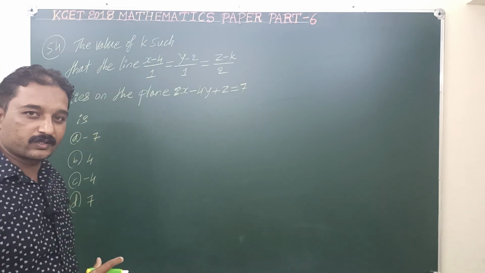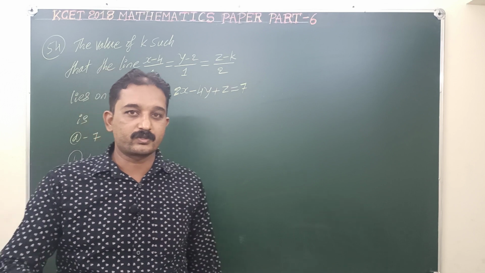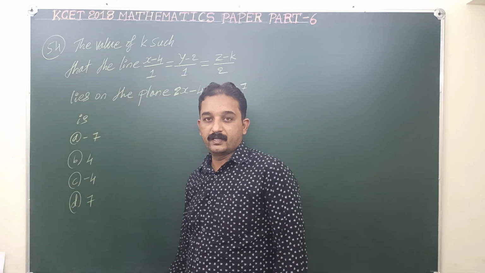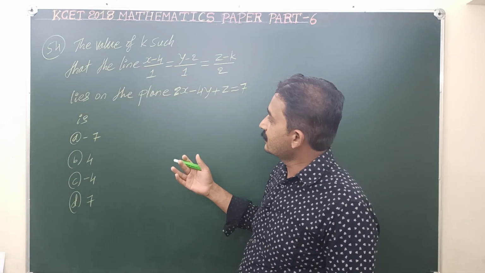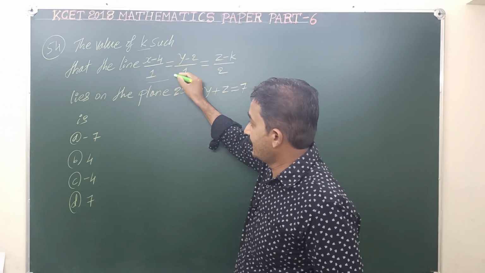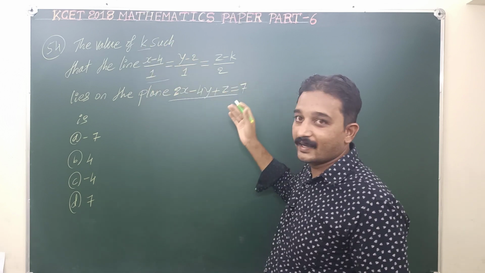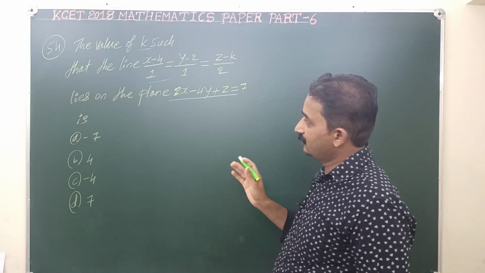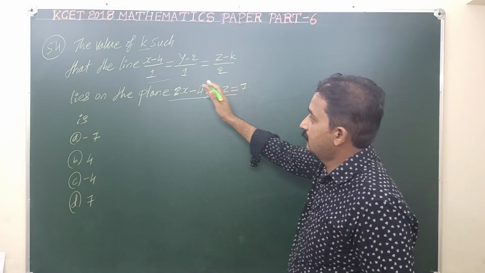So now let us move on to question number 54. Once again, this question is based on the chapter 3D. So let us see the question in this case. Find the value of k such that this line lies on this plane. It is a mixture of line and plane. So draw a rough figure of this question.